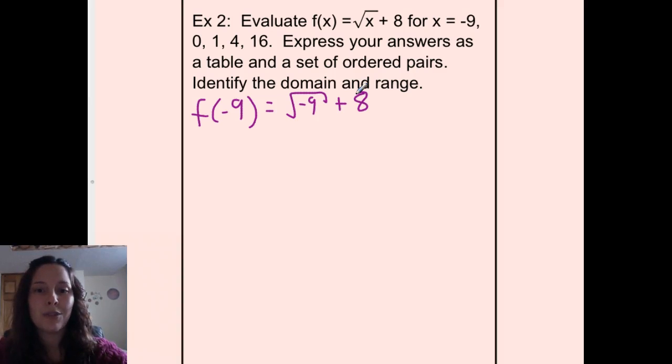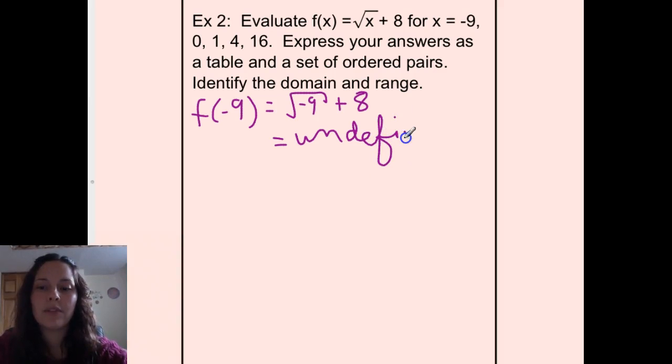There is no square root of a negative number, so this would be what's called undefined. If you try and take the square root of a negative, or if you try and divide by 0, you will get undefined for your answer. So let's substitute those positive numbers in instead.